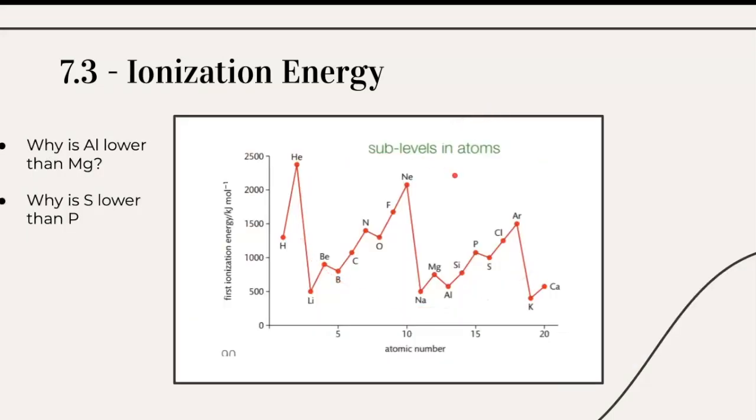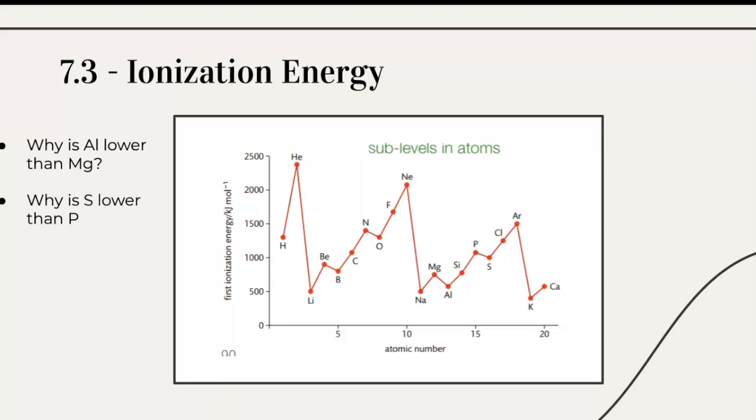This graph pretty much sums up what I said in the last slide. Ionization energy goes up as you move across a period, and ionization energy lessens as you move down a group, like from helium to lithium. Well, if that's true, why is Al lower than Mg?